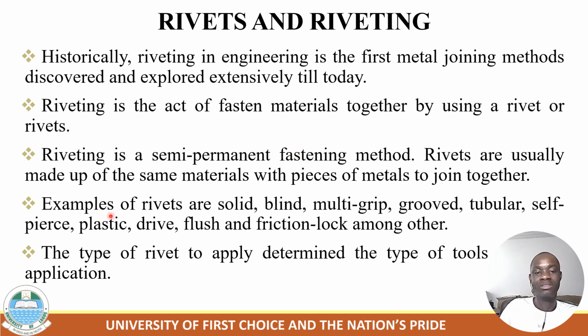Examples of rivets are solid, blind, multi-grip, groove, tubular, self-pierce, plastic, drive, flush, and friction lock, among others. These are all types of rivets. The type of rivet to apply determines the type of tool and the application to use.